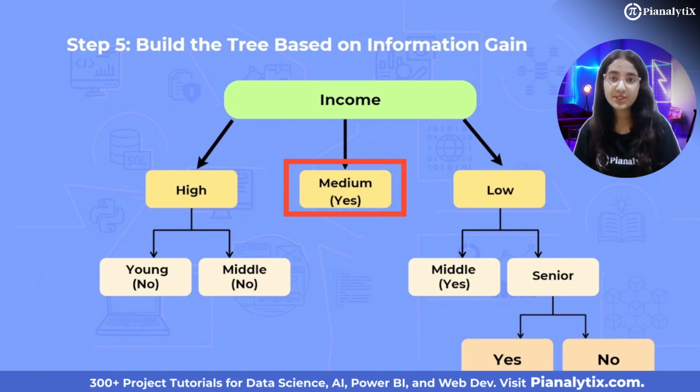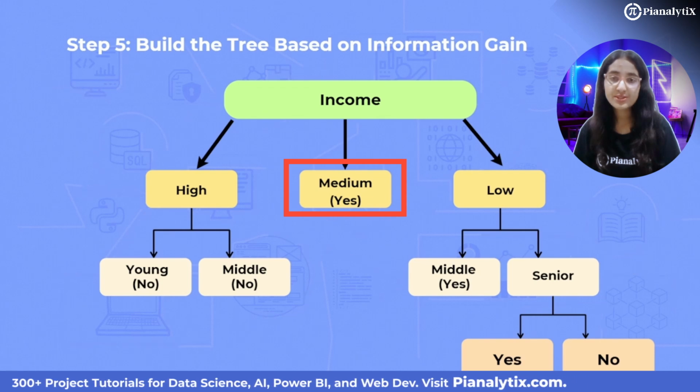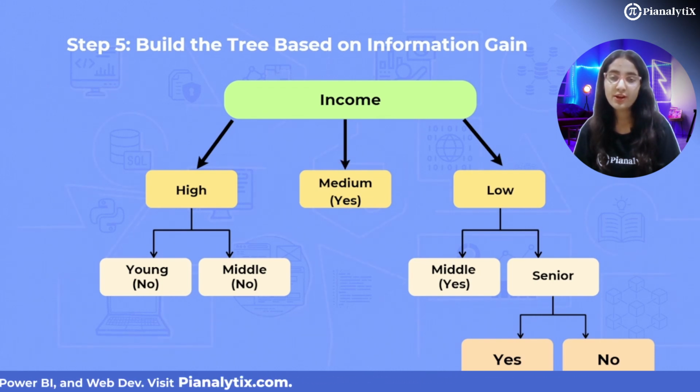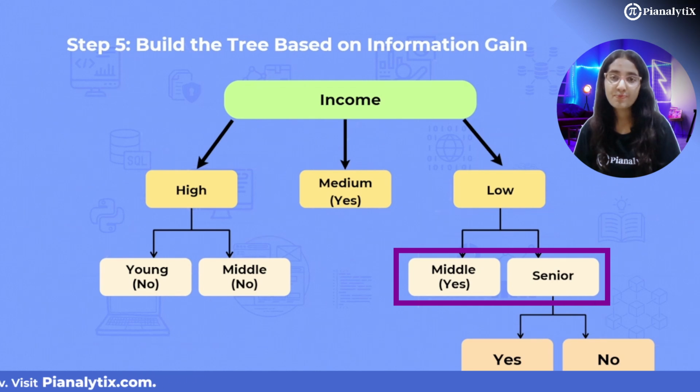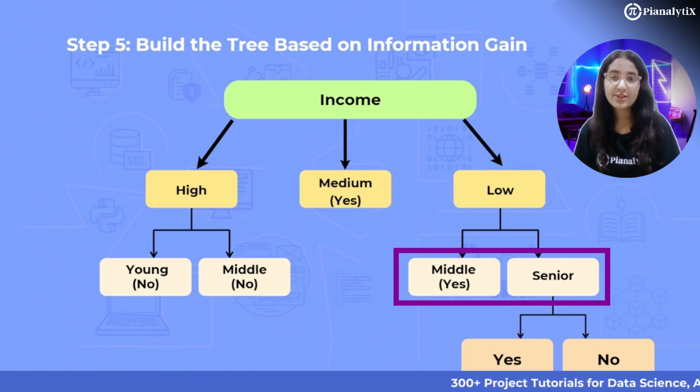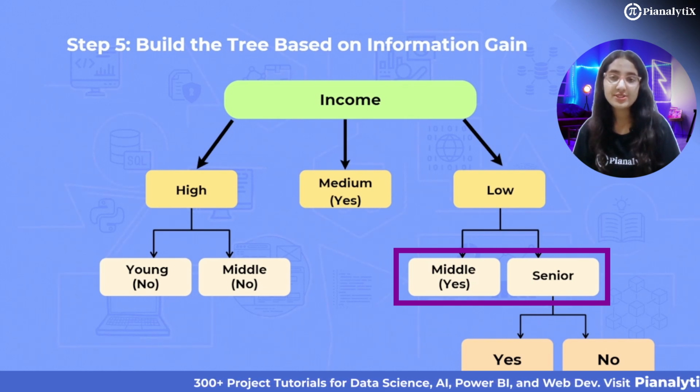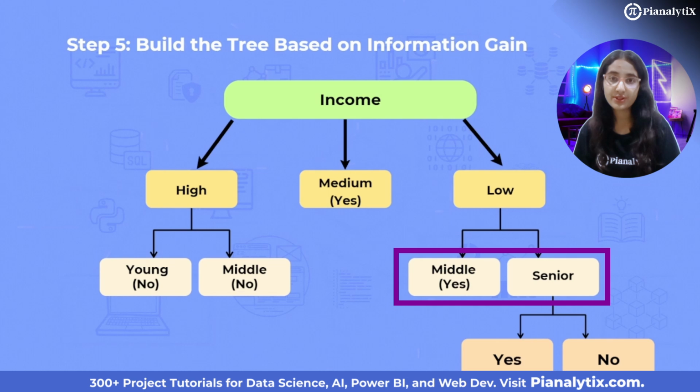Income is equal to medium. Customers with medium income, everyone in this group purchased the product. So the tree directly predicts yes. For income equal to low, the tree further splits based on age group. If the age is middle, it predicts yes, purchase. If the age is senior, it needs to split further.